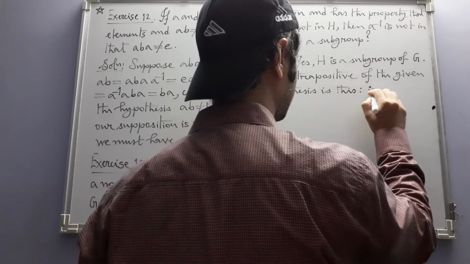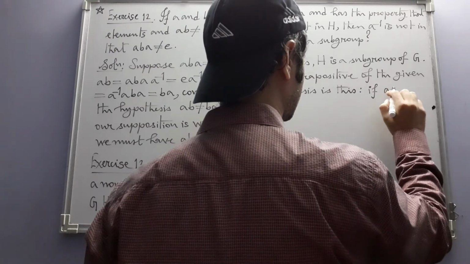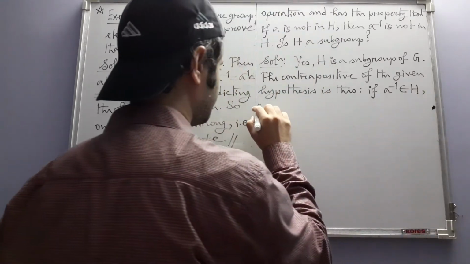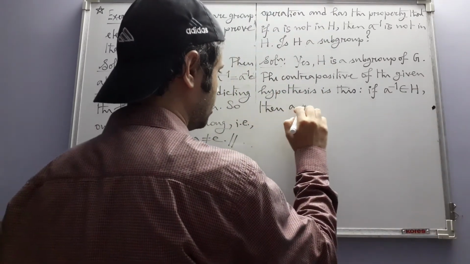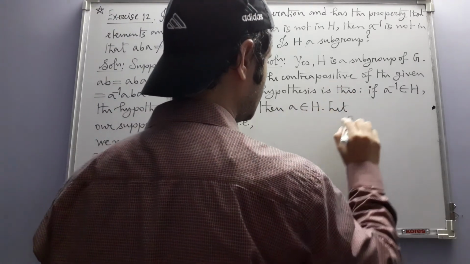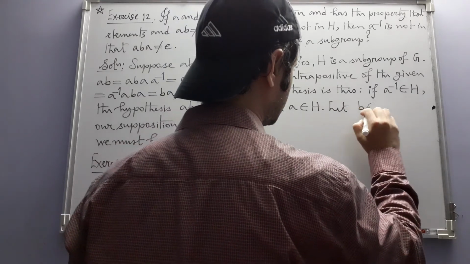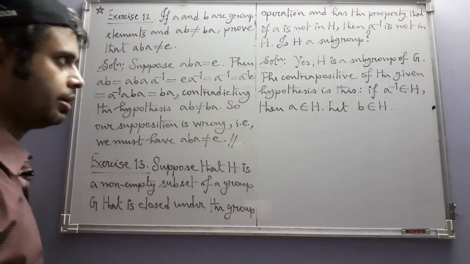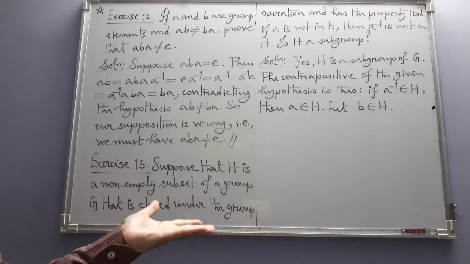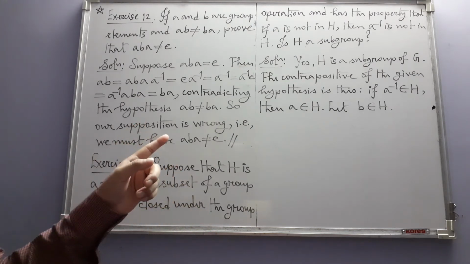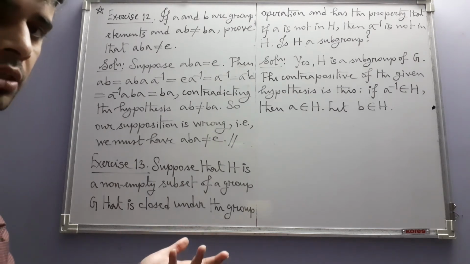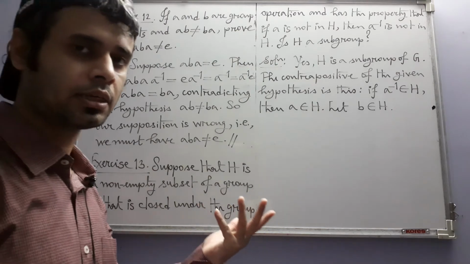Is this: if A inverse belongs to H, then A belongs to H. Let B be any element in H. We are already given that H is a non-empty subset that is closed under the operation of G. So if we can now prove that the inverse of any element in H is again an element in H, that would be sufficient to say that H is a subgroup of G.